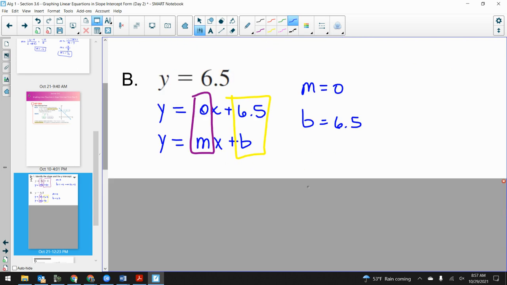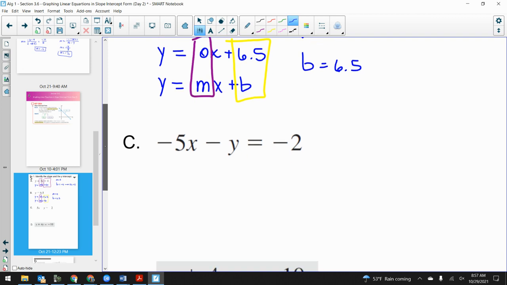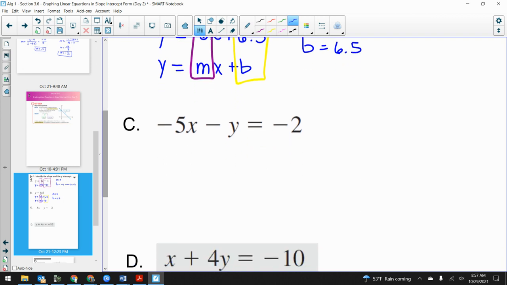All right, let's take a look at the next one. Now, the next one has a little bit of a typo in it. For some reason, when I went to type the letter y, I typed the number 7 on your guided notes. So if you would change that, please, that should say -5x minus y is equal to -2. Now, is this in slope-intercept form?